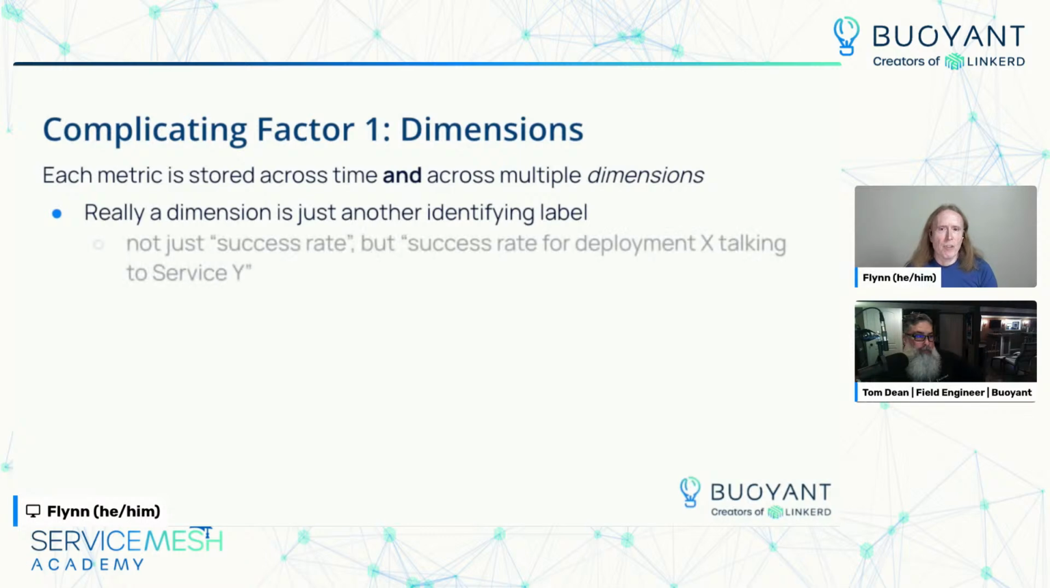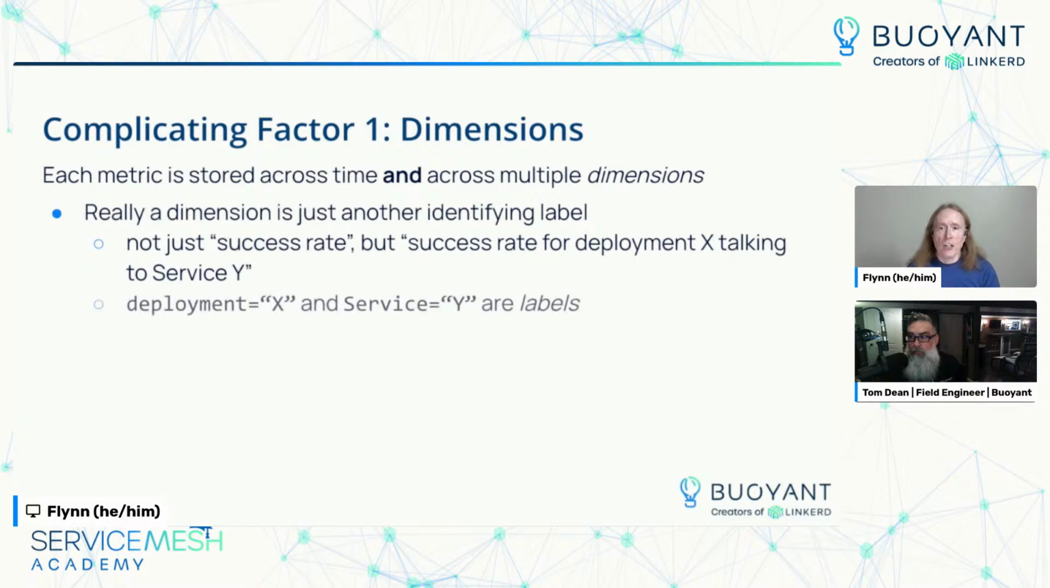An example of this would be something like, you don't necessarily just want to talk about success rate. You want to talk about the success rate when deployment X is trying to talk to service Y. And that is different from when deployment X is trying to talk to service Z. So here we have deployment X and service Y as labels. And we talk about deployment and service as being dimensions of this data.